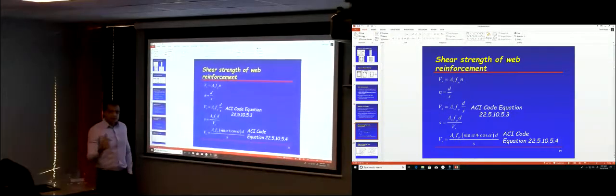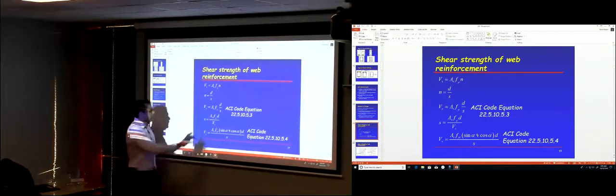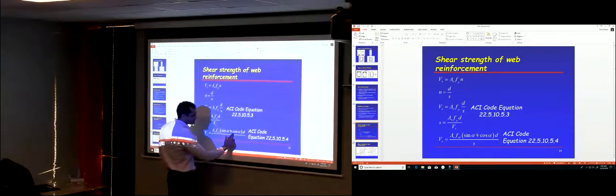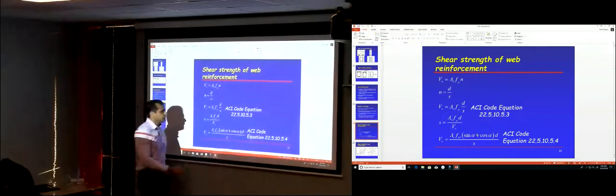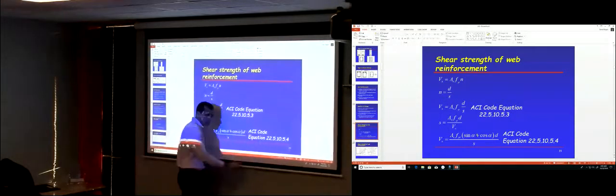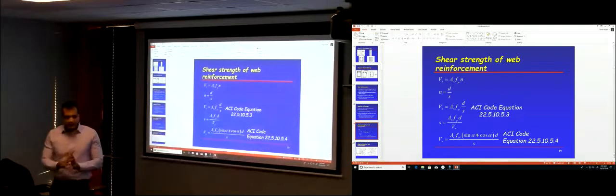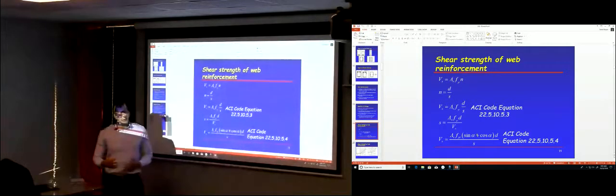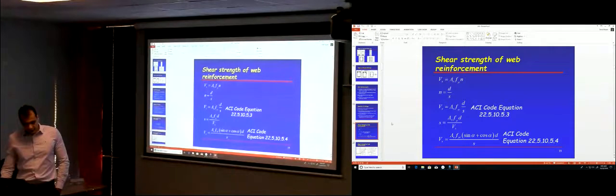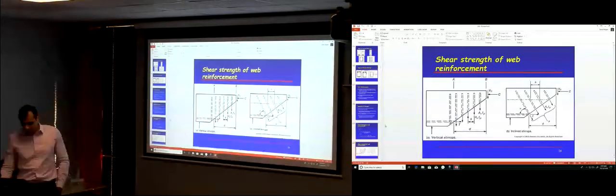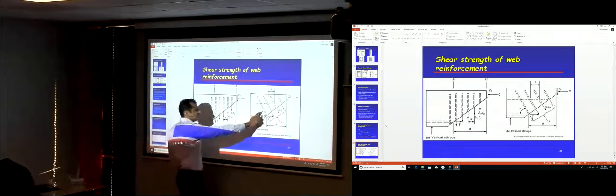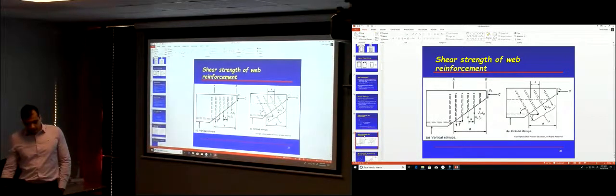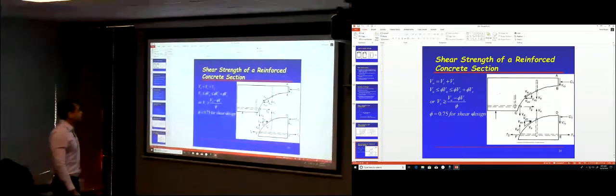If you have inclined stirrups or bent up bars, this equation remains the same except that you have to multiply by this factor, sine alpha plus cosine alpha. This equation again is in the ACI code. The angle of inclination here is alpha, and that gives you the strength of the stirrups that you have here. This is what we mentioned last time.